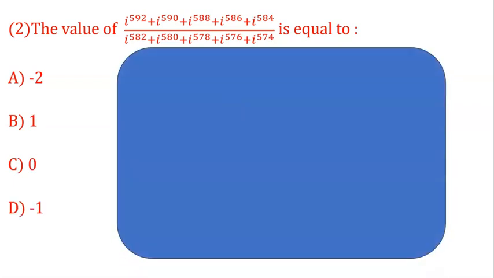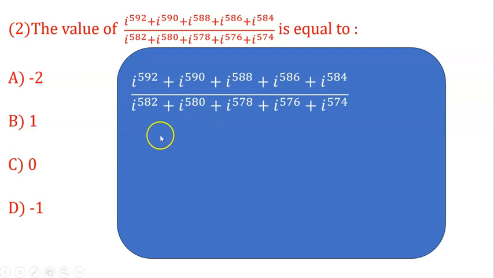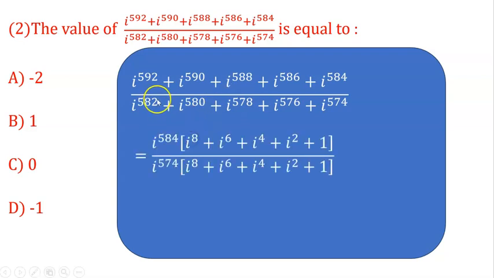Now we'll solve this. See this here, the expression. From the numerator, we'll take common i raised to 574. Therefore in the bracket you will get i raised to 8, i raised to 6, plus i raised to 4 plus i square, and lastly plus 1. From the denominator, we'll take common i raised to 574. Then in the bracket you will get i raised to 8, i raised to 6 plus i raised to 4 plus i square plus 1.